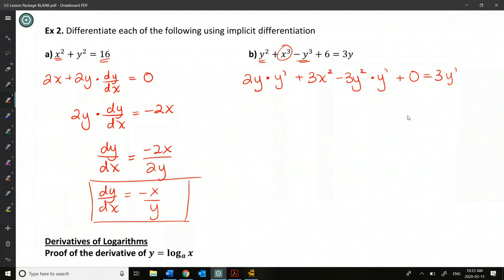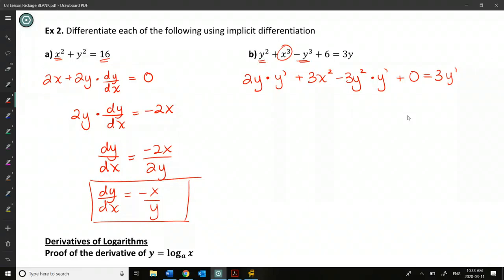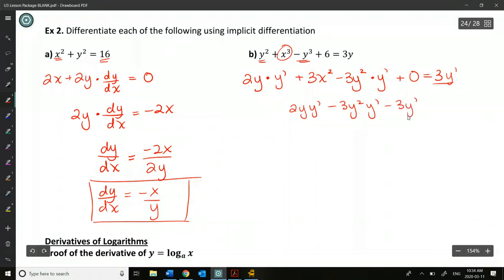Okay, so we have multiple y primes in here. It's not as easy as just isolating for dy over dx or y prime like in part A. So your goal here, let's get everything with a y prime to one side, everything without a y prime to the other side. So I'm going to leave this guy, and we'll also leave this one. And we're going to bring this to the opposite side, so we'll get negative 3y prime. And then this guy I'm going to bring over here.